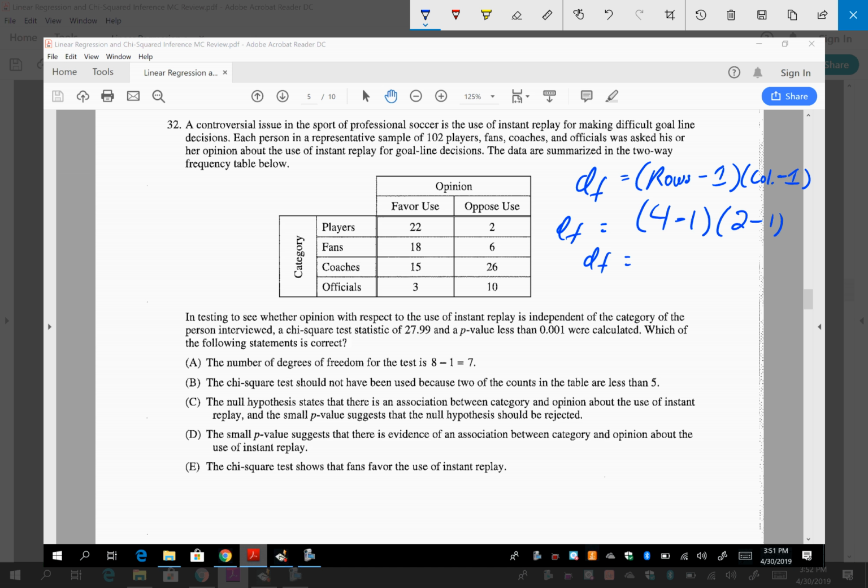4 minus 1 is 3. 2 minus 1 is 1. 3 times 1 is 3. So it's not A.